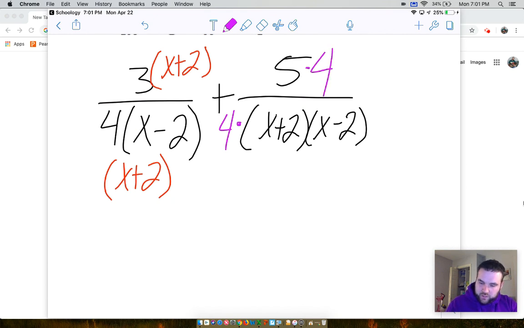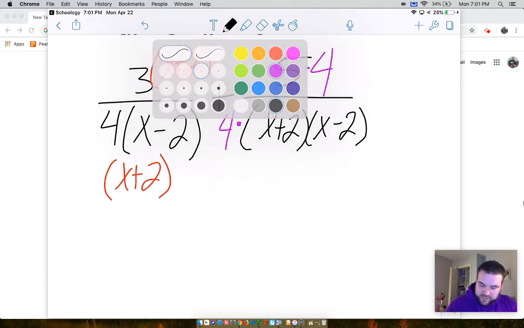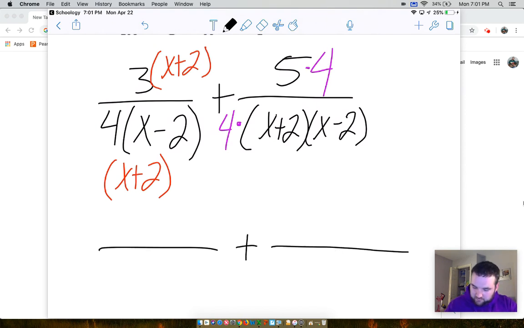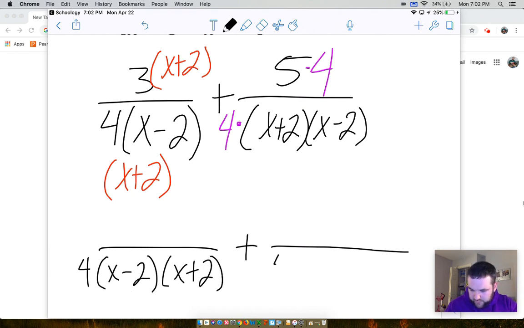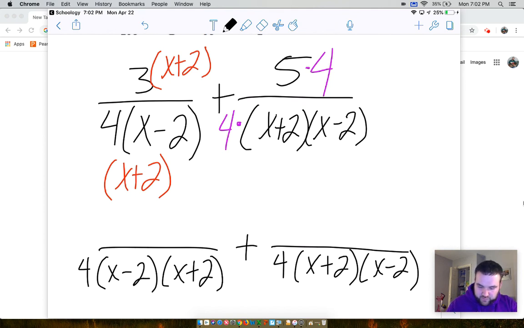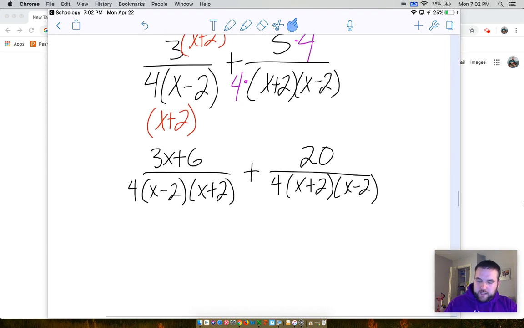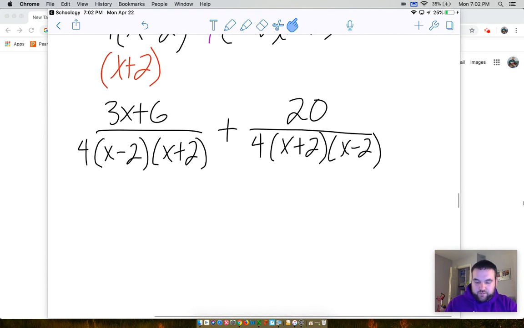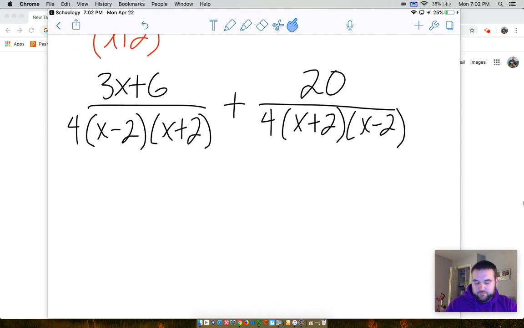Okay. And now, if you want to, you can go ahead and distribute the numerator right away, because that'll make our life a little bit quicker, save some time and space. So 3 times x plus 2 becomes 3x plus 6, and then 5 times 4 is just 20. Okay. It's at this point that you could talk about domain restriction if you want. I'm going to wait on it. Don't have a real good reason as to why.